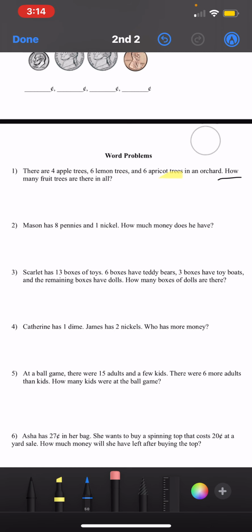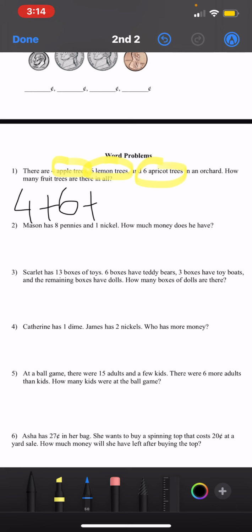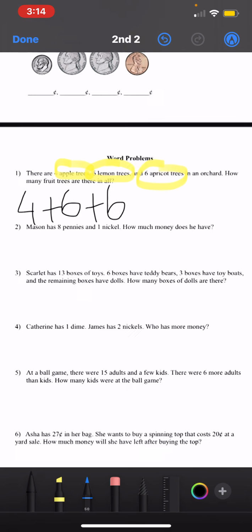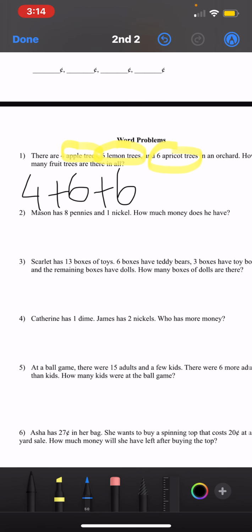So I'm going to erase this. So they're telling us to combine all the trees. So it's going to be 4 plus 6 plus 6. Now, we aren't going to combine them all at once. So let's take our time. So we're going to do 4 plus 6 first.